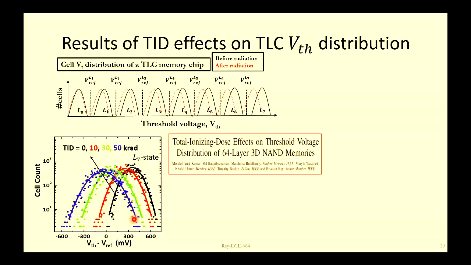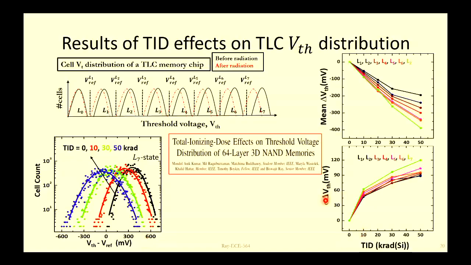But if it is wider, then the two distributions will overlap. There is no margin in between. When two distributions overlap, there is no way you can recover the data. So this VT widening is more detrimental from a flash reliability point of view than just VT shift.